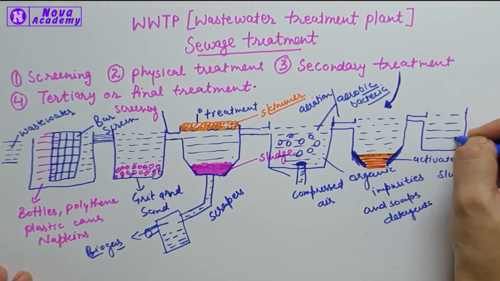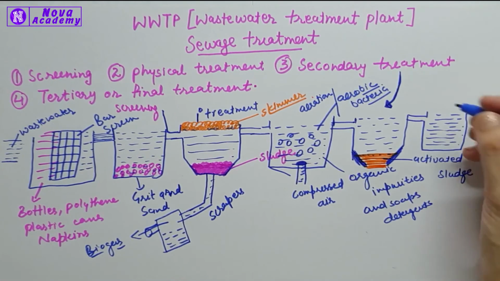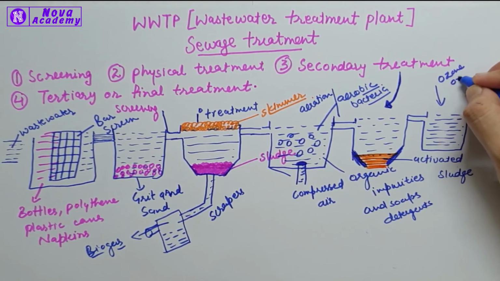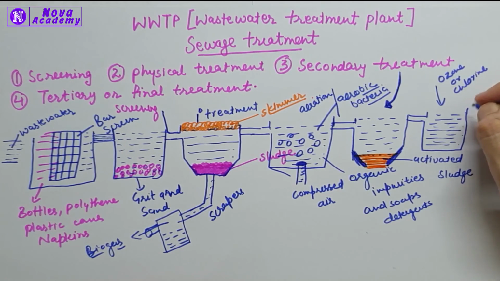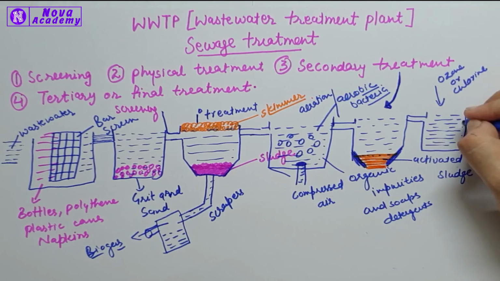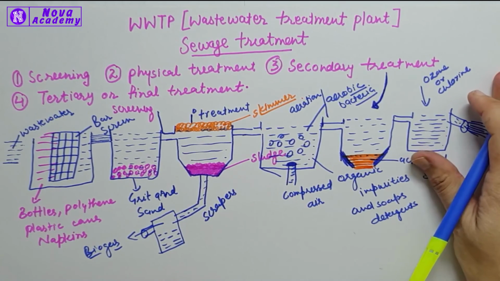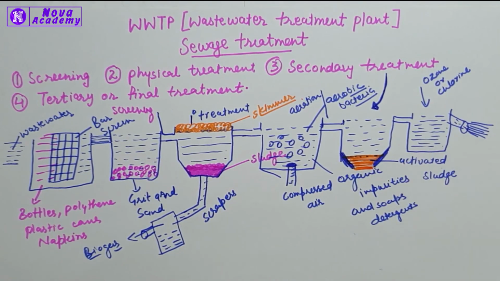Here there are still a few bacteria and a few impurities which can be treated by chemicals. So we add ozone or chlorine, which are disinfectants, into the water and we can remove the bacteria. Now the water is clean and we can send this water directly into the river. It is safe now to send this water into rivers, lakes, seas, anywhere, or you can use it for different purposes, for planting, for washing the car.